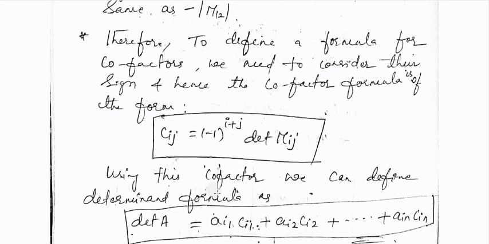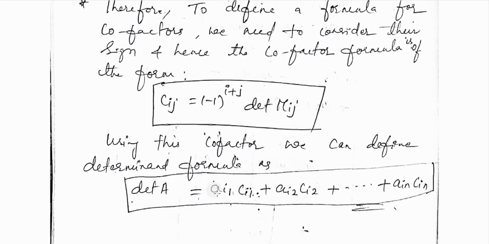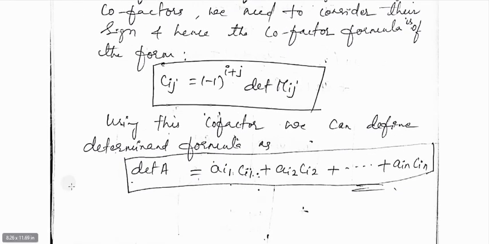Using this formula, we can define the determinant as: determinant of A is equal to Ai1 Ci1 plus Ai2 Ci2 plus and so on, plus Ain Cin. So once we know the cofactors, we can find the determinant by following the sign minus 1 to the power i plus j.